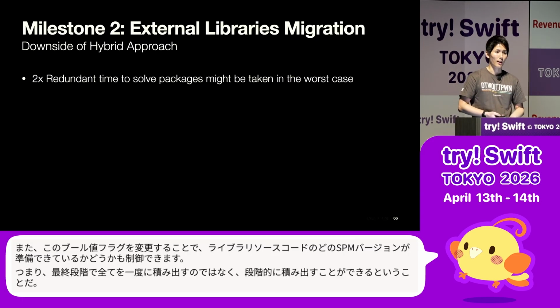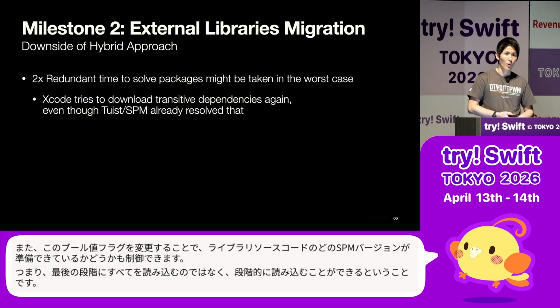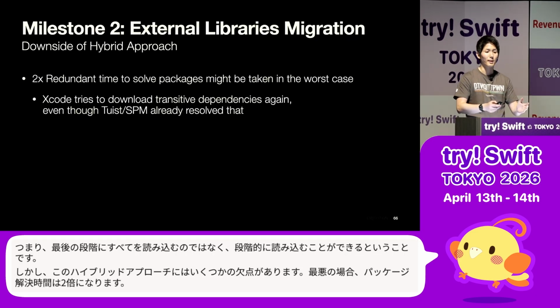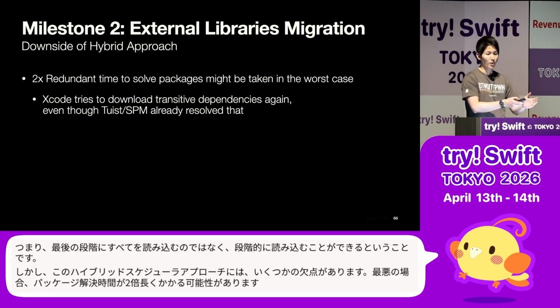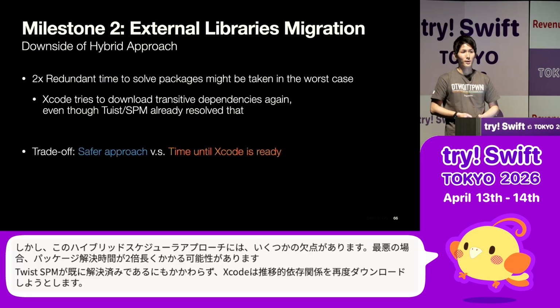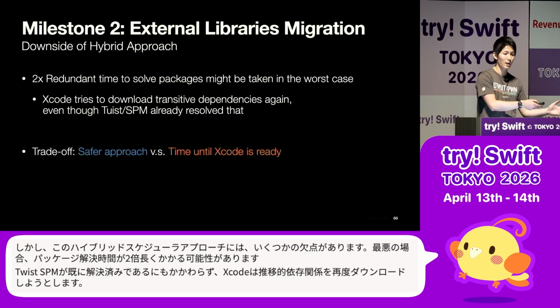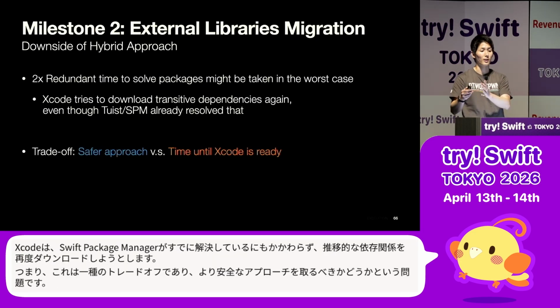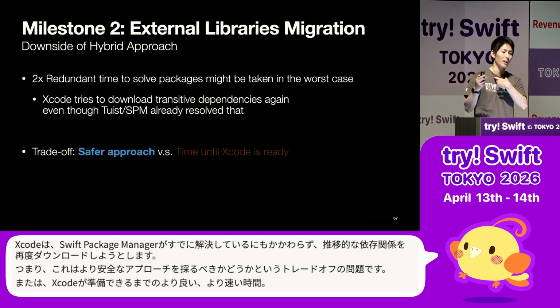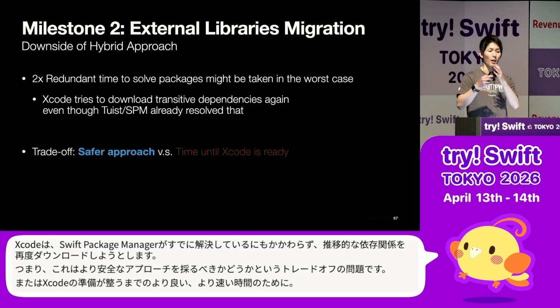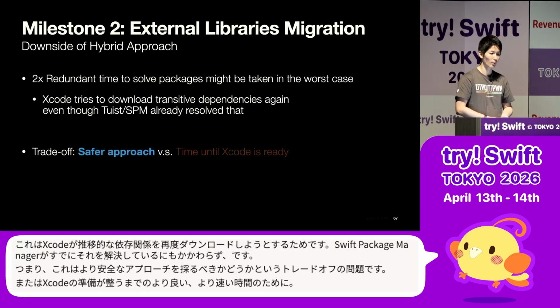But there are some downsides in this hybrid approach. Like in the worst case, the package resolving time would be doubled because Xcode tries to download the transitive dependencies again, even though Tuist SPM already resolved them. So this is a kind of trade-off, whether we should take the safer approach or the faster time until Xcode is ready. In our team's case, we took the safer approach by utilizing this hybrid approach.